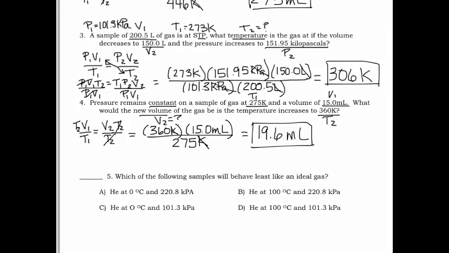All right, last question on the front. Which of the following samples will behave least like an ideal gas? Keep in mind that in an ideal gas, the molecules need to be moving very quickly and very far apart. So an ideal gas would have a very high temperature and a very low pressure. Since they're saying least like an ideal gas, we're going to look for a low temperature and a high pressure. We're going to eliminate right off the bat B and C because those are high temperatures. And then when we look at our last two choices, we have 220 kilopascals or 103. So we're looking for the opposite. We're looking for high pressure. So the answer is A.